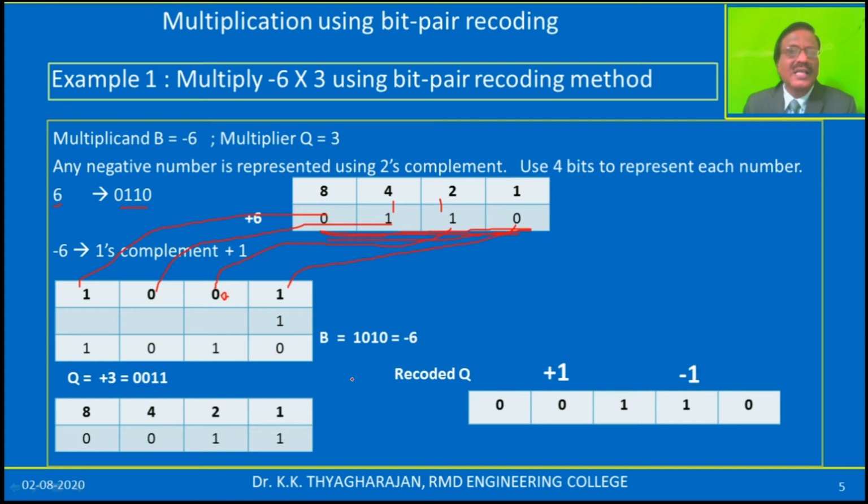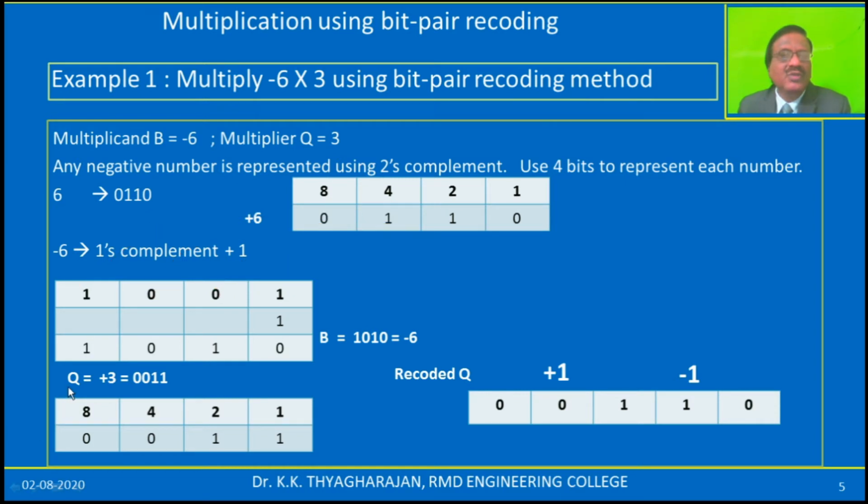So 1010 is the 2's complement of 6. That means it is -6. So if you need -6, you use this code 1010. If you need +6, you use this code 0110. Both the values you keep in mind.